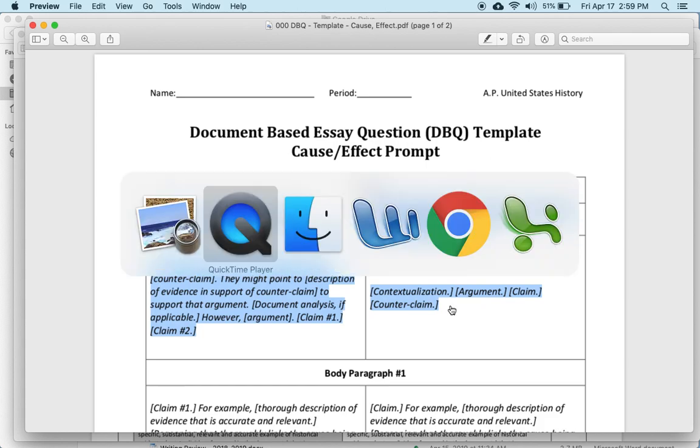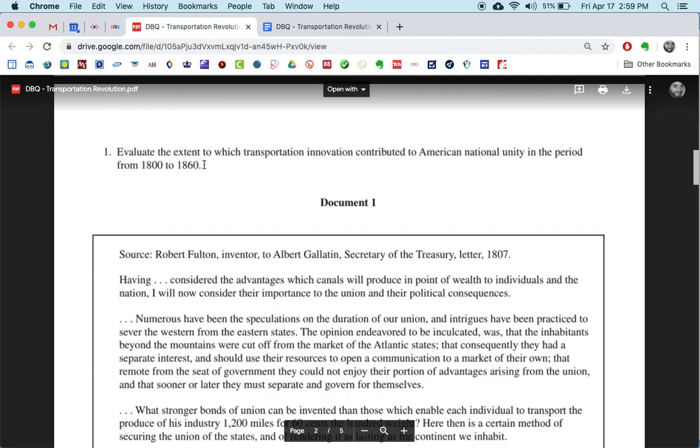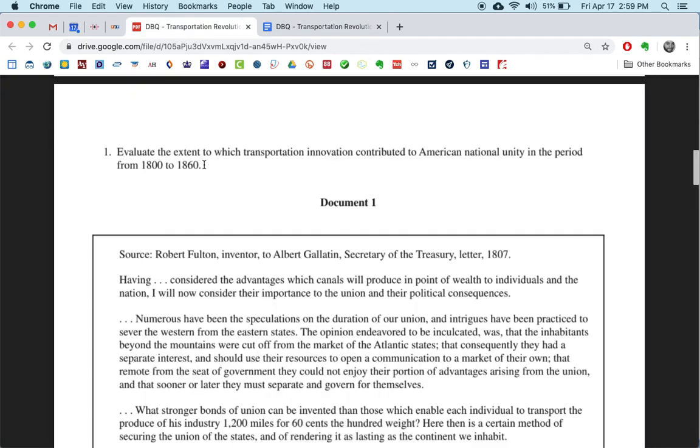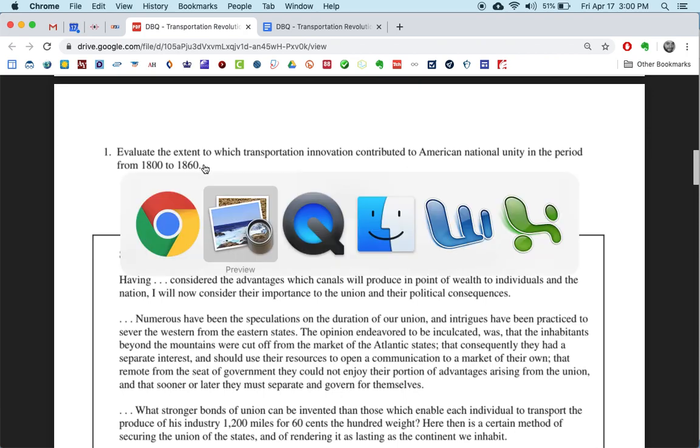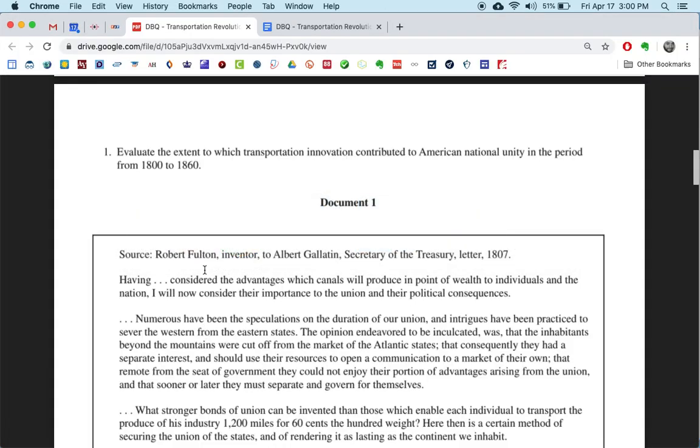This question that you have is, I think, a lot easier to respond to, if you want to use that term, because they're basically giving you a yes or no question. Did transportation contribute to national unity? Yes or no, or yes and no, making it a bit easier. So what I did was I chose option A. I'm going to suggest that it was primarily no, and I'm going to use this template to answer that question. So let's have a look at how I did that.